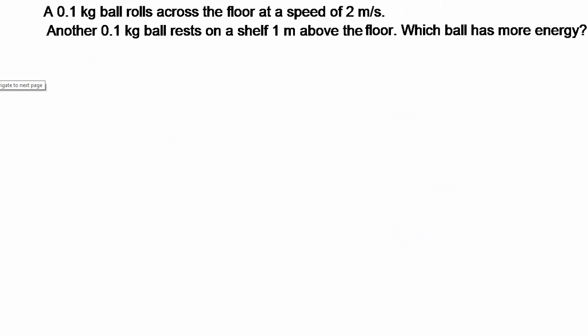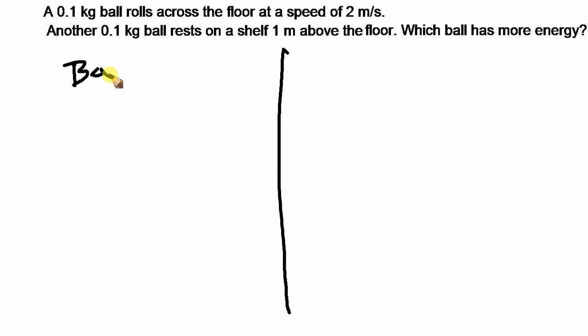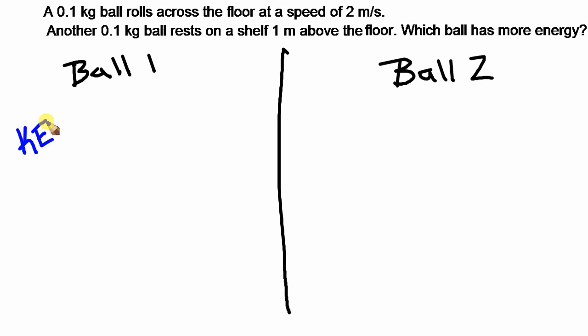Alright, last evens. A 0.1 kilogram ball rolls across the floor at a speed of 2 meters per second. Another 0.1 kilogram ball rests on the shelf 1 meter above the floor. Which ball has more energy? This is another problem where I need to solve two different ways. I have one object, ball 1, and I have a second object, ball 2. The tricky part about this problem is ball 1 is a kinetic energy problem because I have something moving, the ball is rolling, and ball 2 is a potential energy problem.